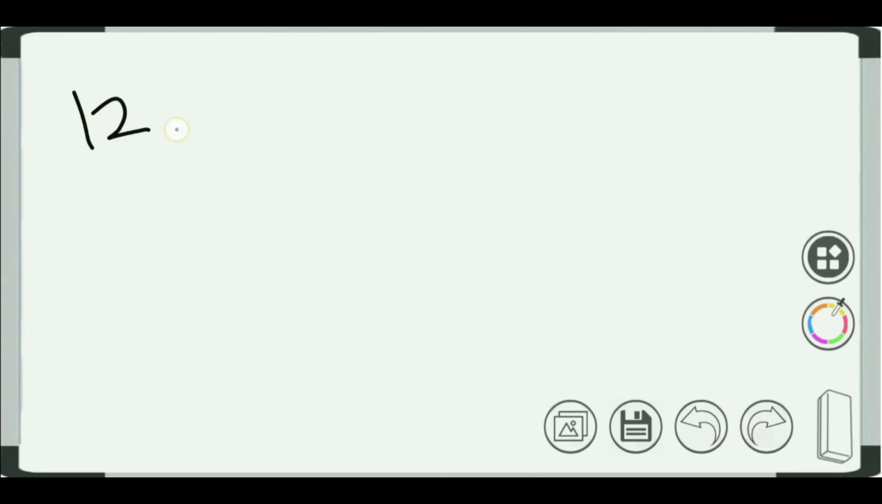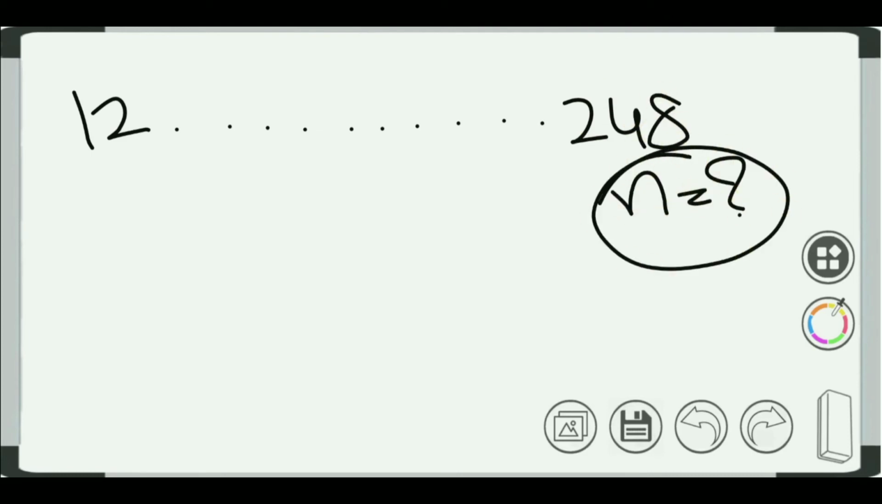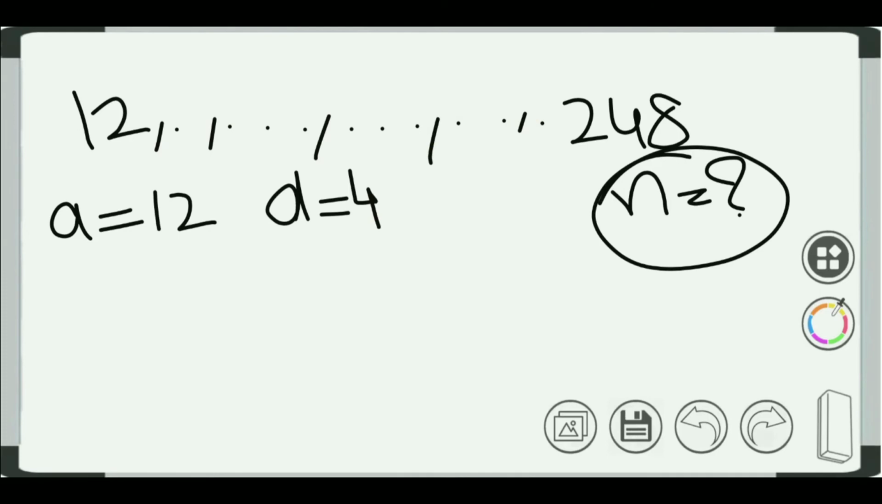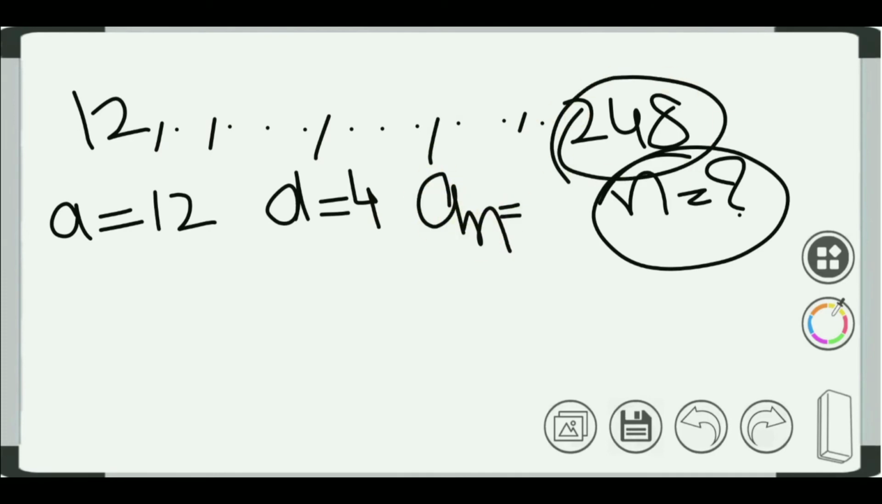That means from 12 till 248, you need to find the number of terms in between 12 and 248 which are multiples of 4. Your A is 12. What will be D? Since these are multiples of 4, you can take D as 4, because the common difference will be 4 between every one. So what is the last number? An is equal to this one, 248.